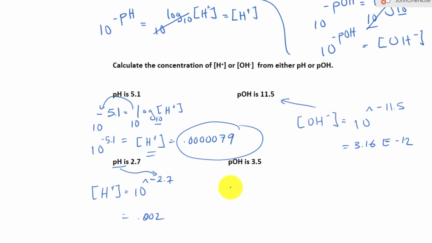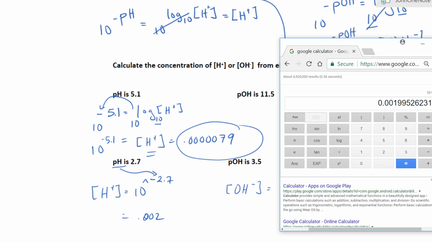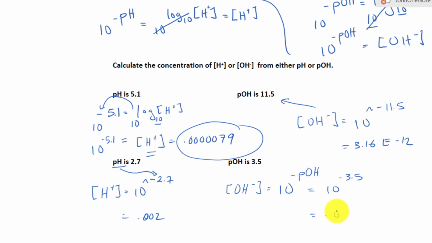Now let's try another one. In this case, we have OH minus equal again to 10 to the power of negative pOH, which in this case is negative 3.5. So what do we have? Plug into a calculator: 10 to the negative 3.5. And that's our answer, 0.00316, which is 0.0032. And that's how we solve from pH or pOH to the concentration of H plus or OH minus.